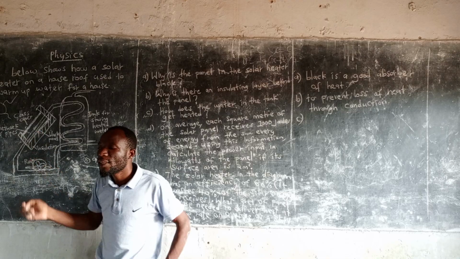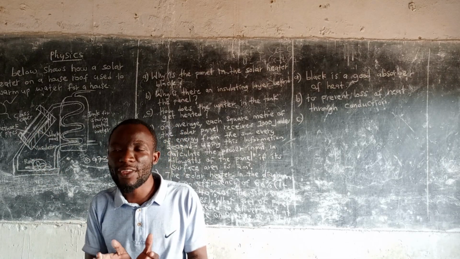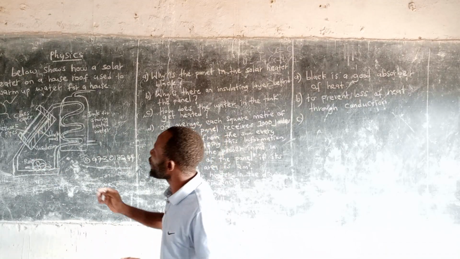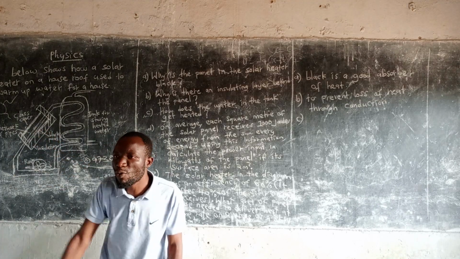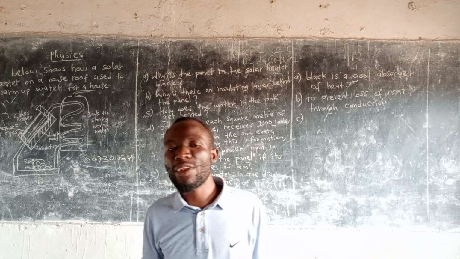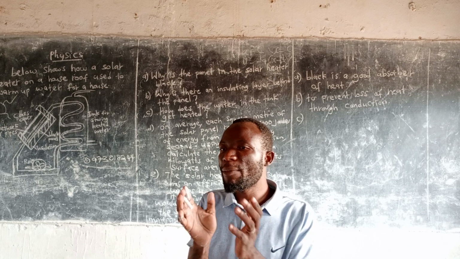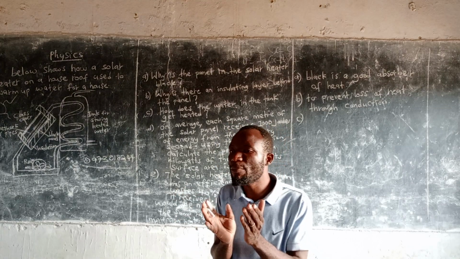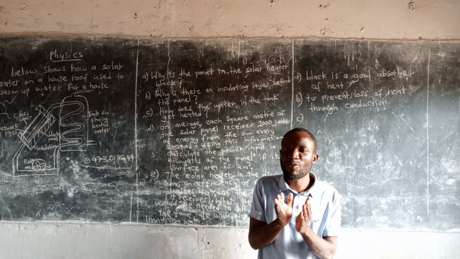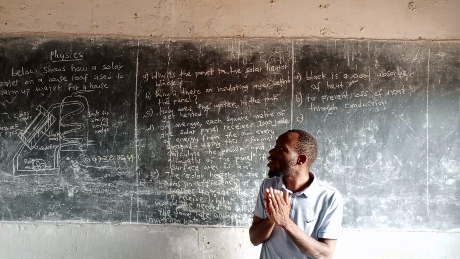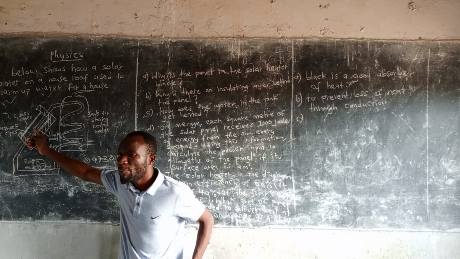Are we together? So heat will be moving from the black panel to the pipe through what? Through conduction, because the pipe is a solid and the black panel is a solid. There will be a transfer of heat from the black panel to the pipe.